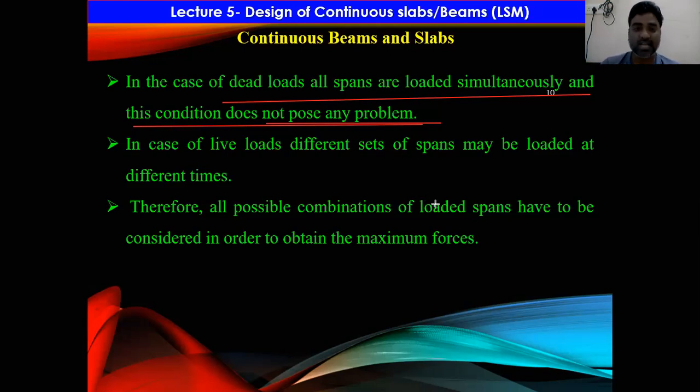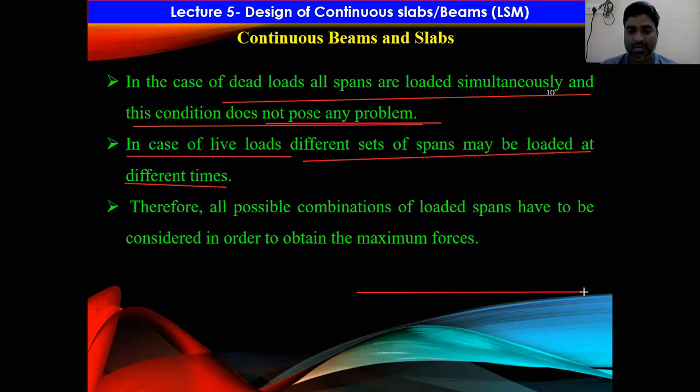But in case of live loads, different sets of spans may be loaded at different times to determine the maximum bending moment and shear forces, right? Suppose this is a beam with, let us say, three spans. To determine the maximum bending moment and shear force, there are different combinations we need to try, assuming that the self-weight occurs on the total length of the beam, right?